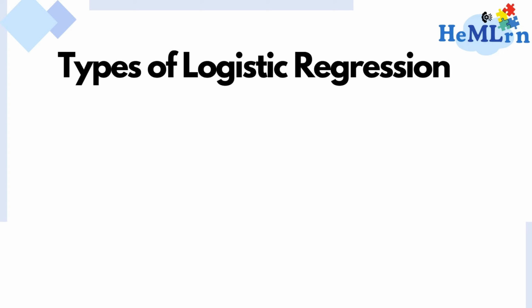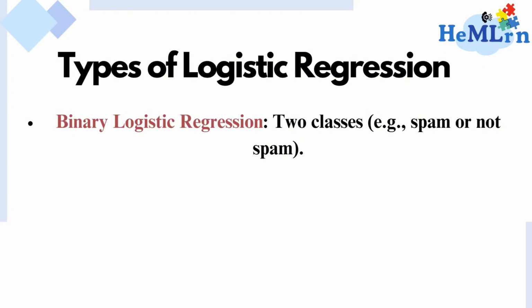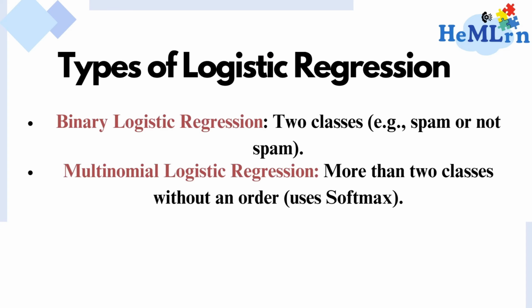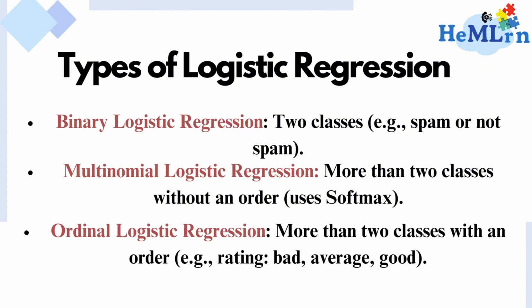Types of logistic regression. Binary logistic regression uses two classes, like spam or not spam. Multinomial logistic regression handles more than two class variables without an order, like predicting apple or banana. It predicts more than two classes without an order, like fruits, vegetables, animals, or birds. Ordinal logistic regression handles two or more classes with an order, like bad, average, good.